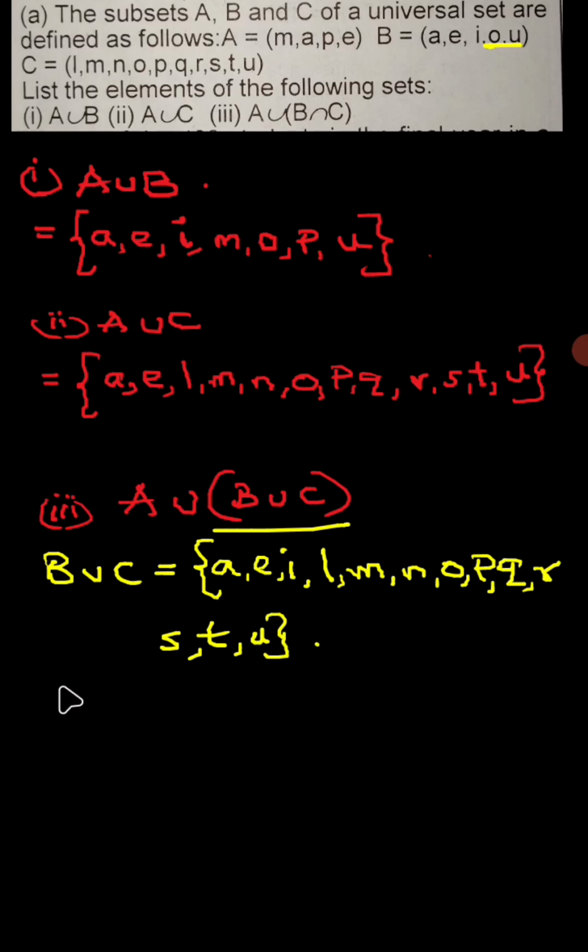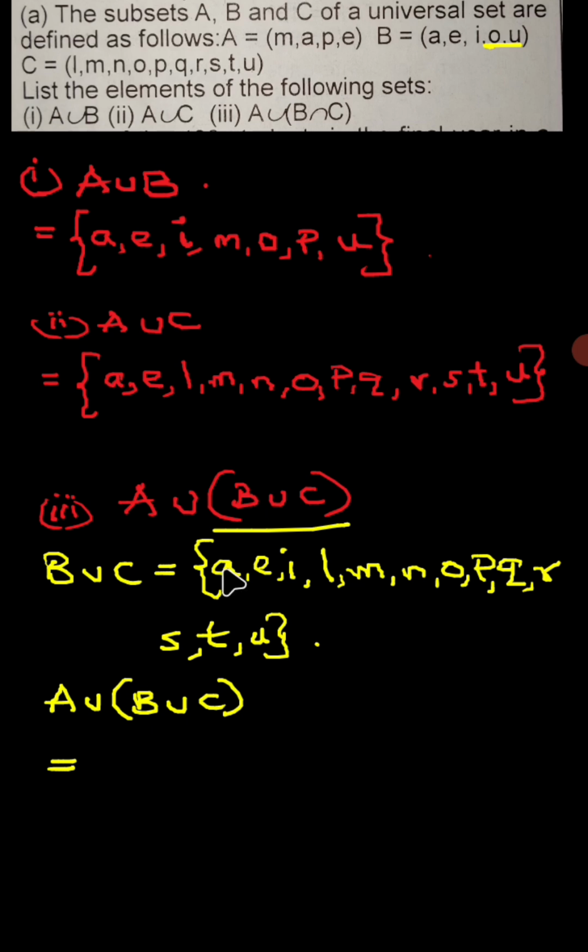So we're now going to find A union B union C in bracket. So this is B union C right here. We're going to combine B union C with A. And what is A? A is MAPE.